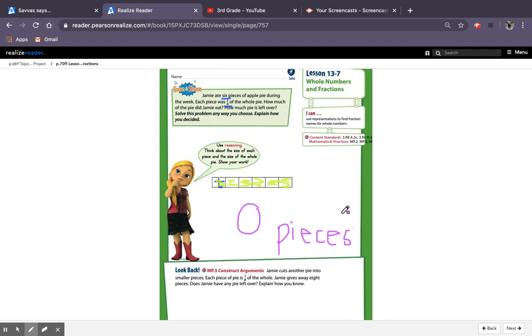Sorry guys. But again, we have to look at the numbers that they give us, which is that he ate 6 pieces. There are 6 boxes right here. Each box represents 1 piece, and each piece is represented by the fraction 1/6. And the question that they ask is, how much pie is left over, which is 0 pieces. And they also ask, how much of the pie did Jamie eat? Jamie ate the entire pie.